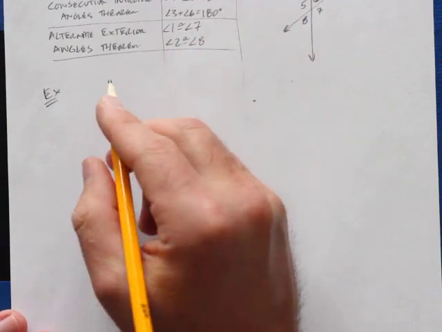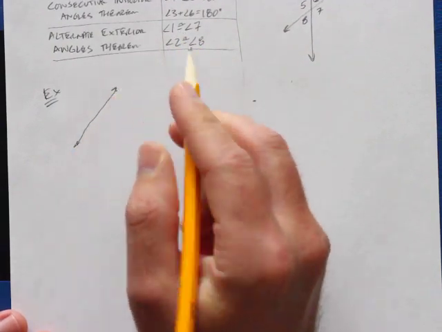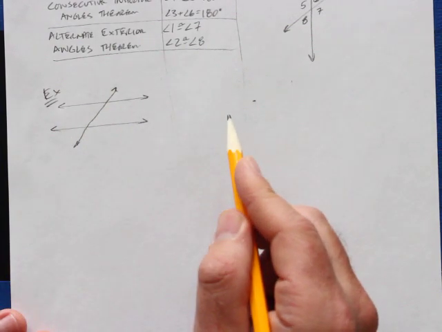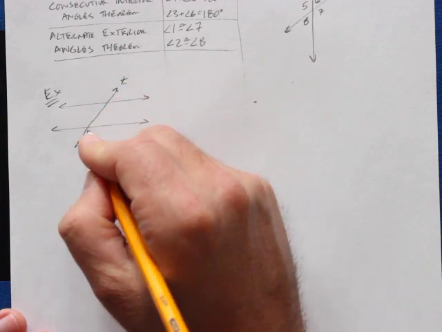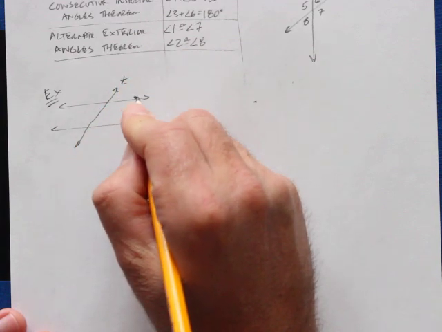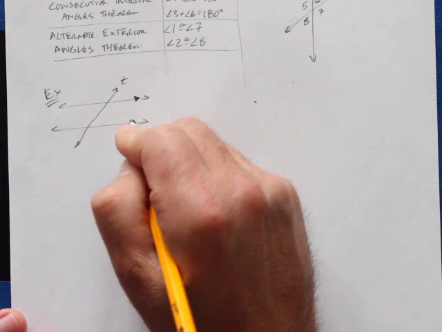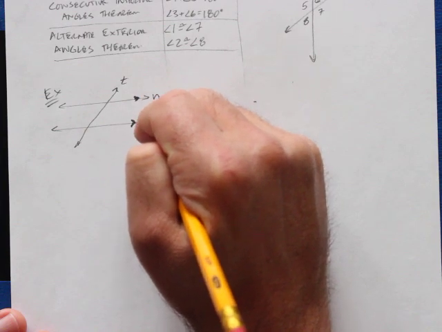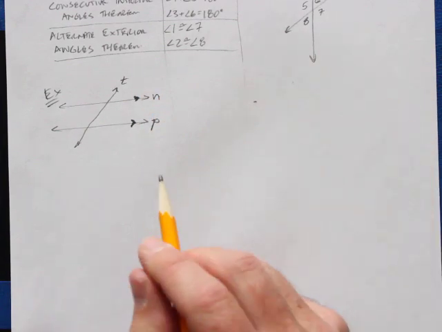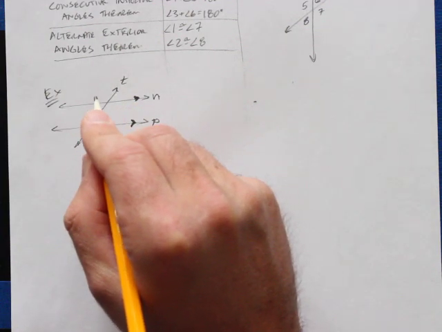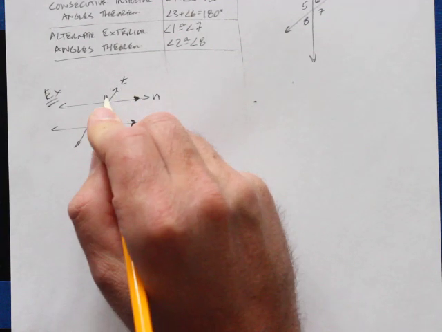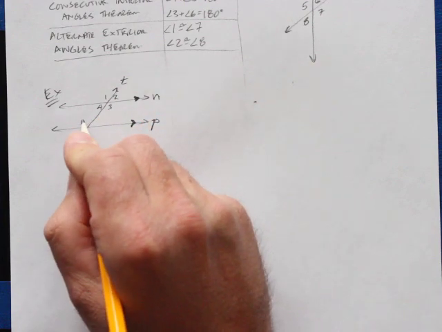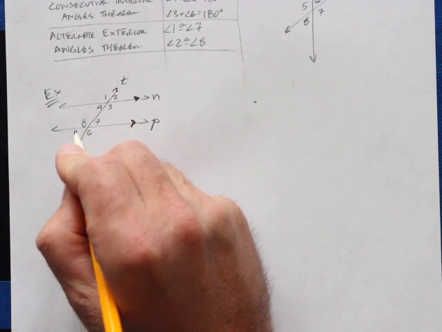So here is our example. I'm going to have a line that goes like this, and then I'm going to have a set of parallel lines that go across like that. This line is my transversal, and these two lines are parallel to one another, and they are line N and line P. Now we're going to label these angles 1, 2, 3, 4 like that, and then 8, 7, 6, 5 like that.